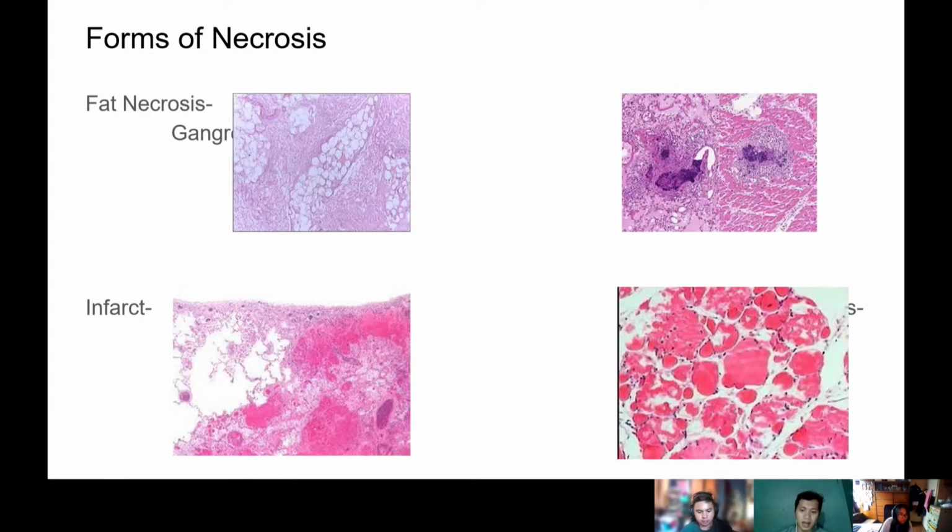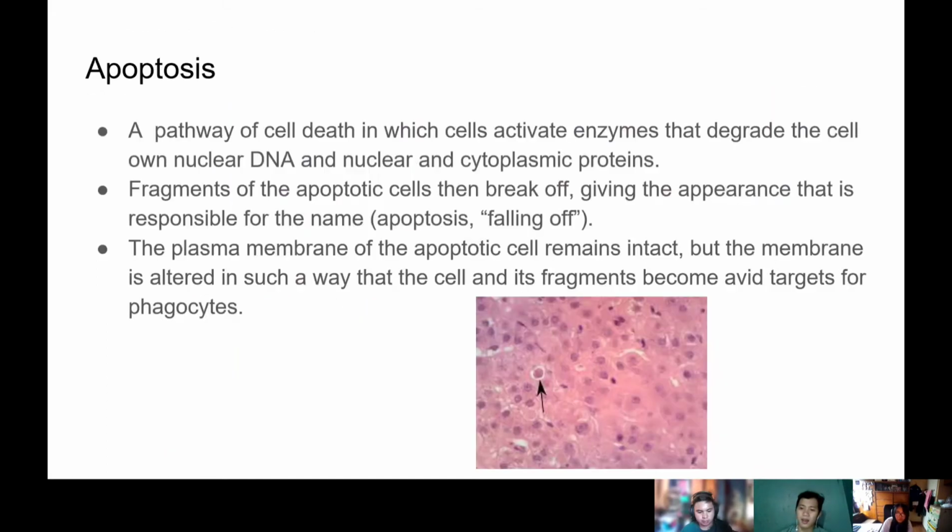May I add the apoptosis? It means a pathway of cell death in which cells activate enzymes that degrade the cell's own nuclear DNA and nuclear and cytoplasmic proteins. Fragments of the apoptotic cells then break off, giving the appearance that is responsible for the name apoptosis, or falling off. The plasma membrane of the apoptotic cell remains intact, but the membrane is altered in such a way that the cell and its fragments become avid targets for phagocytes.